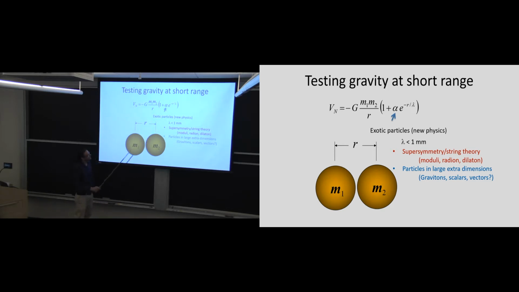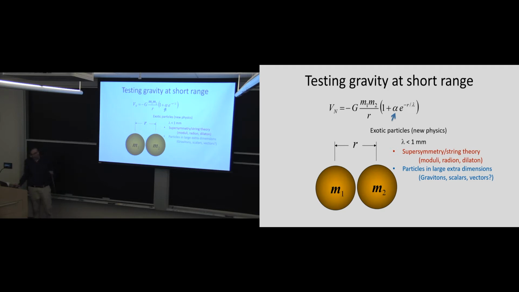And so here I have two parameters. Alpha is just a dimensionless number relative to 1, which is telling you the strength of the new interaction relative to the gravitational strength. And then lambda is the length scale, which basically is set by the Compton wavelength of the particle that's being exchanged. Either these models of supersymmetry or string theory or the ideas of large extra dimensions can naturally give you predictions in that sub-millimeter range for these kinds of effects.